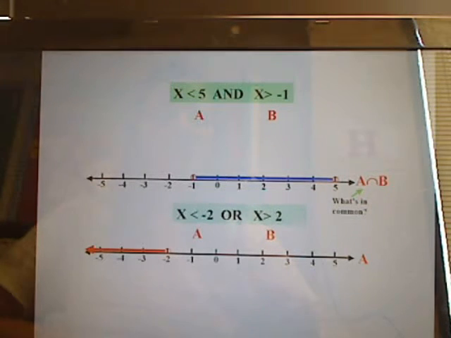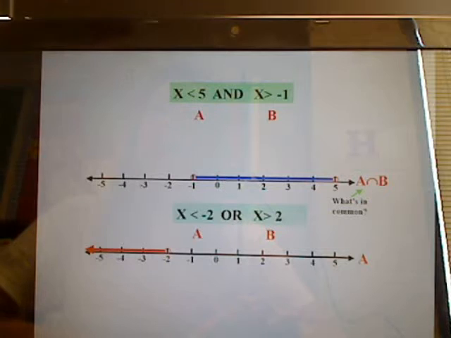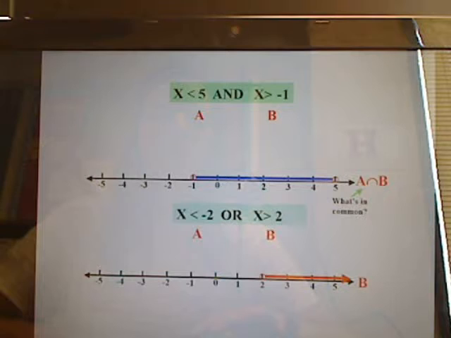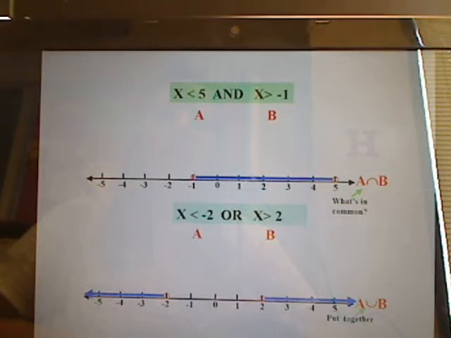Now for your union, it can be either less than -2, or it can be greater than 2. So what numbers satisfy that? Well, for the solutions of A, numbers are less than -2. You've got numbers that are greater than 2. And so these are the solutions to that union. You just stick them together. There you go.